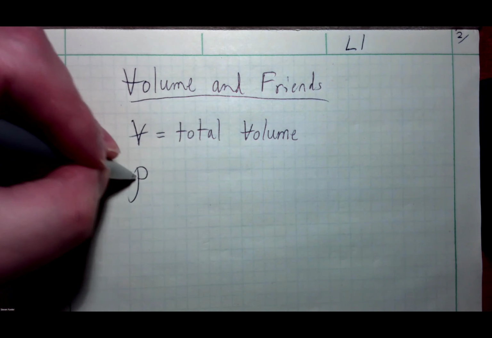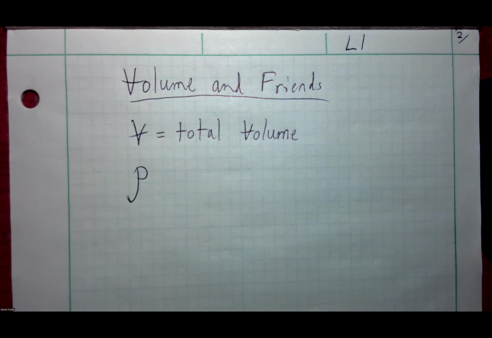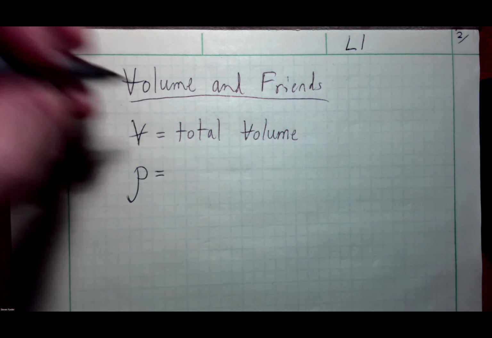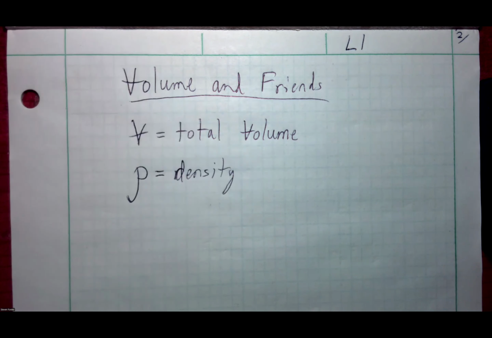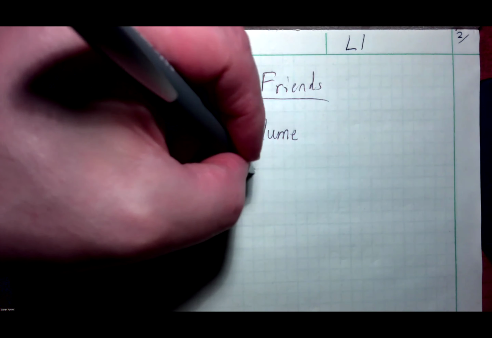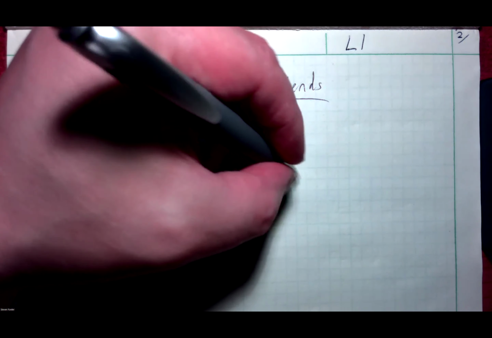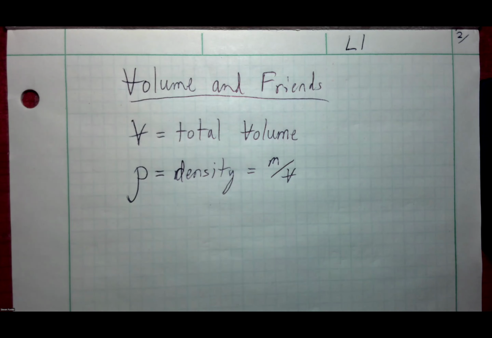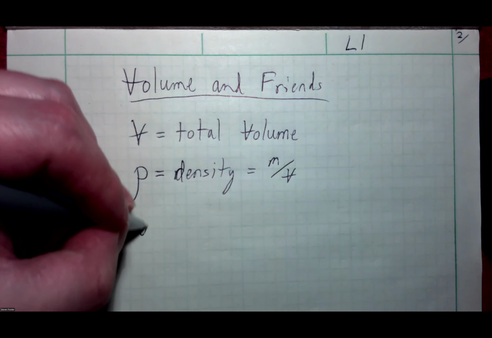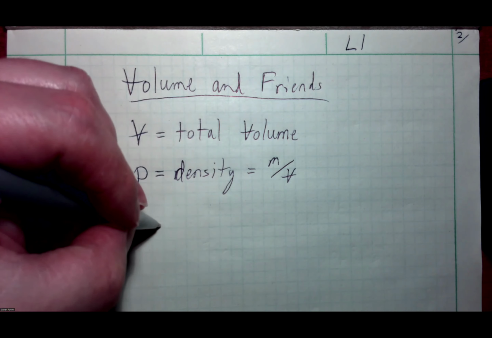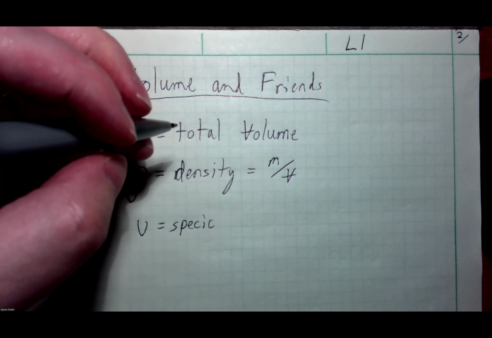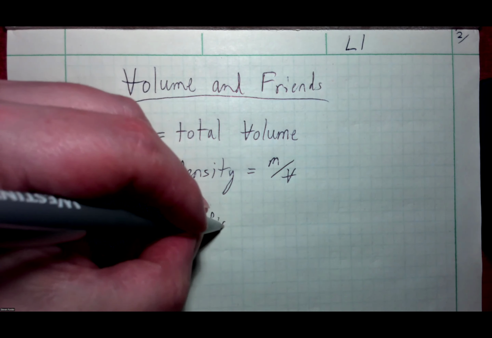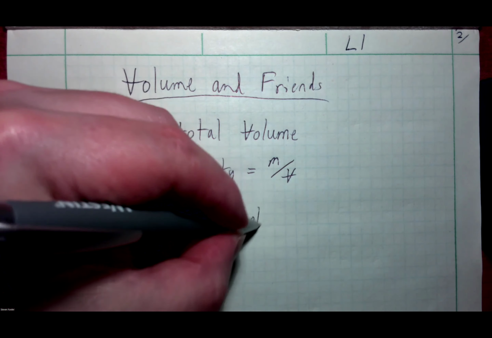If you see this symbol, looks like kind of a lowercase p, and I tend to draw a little backwards tail on it. This is how I will draw a rho. This is density. If you remember from chemistry, density is mass per unit volume. Now, something you may not be familiar with is specific volume. That is lowercase v. This is specific volume.